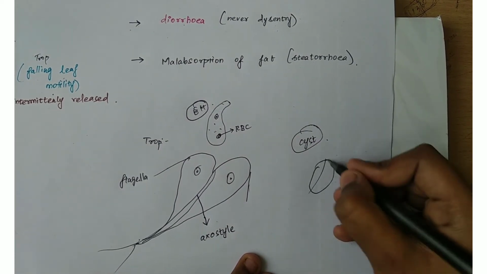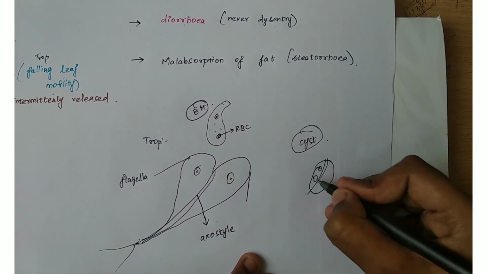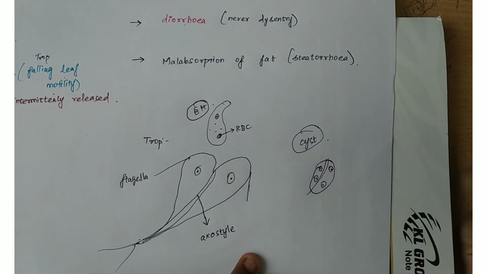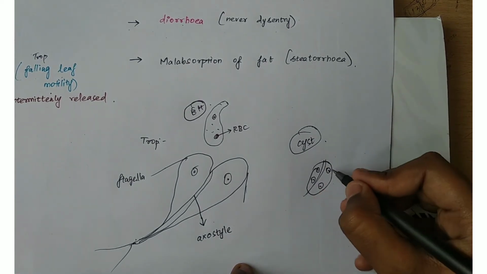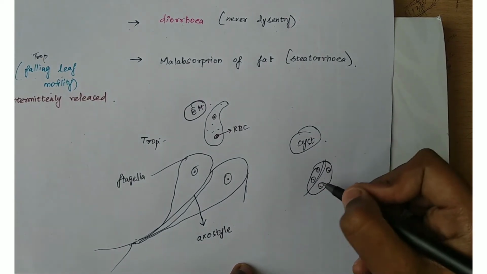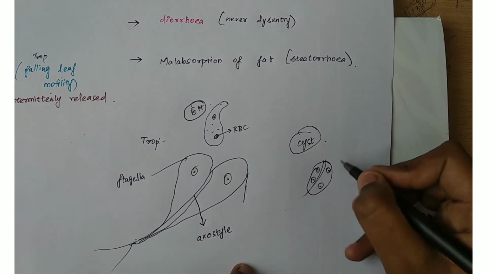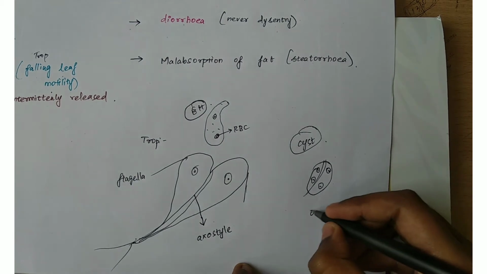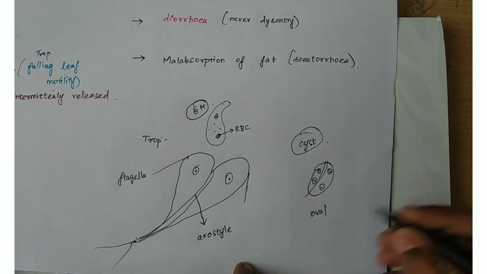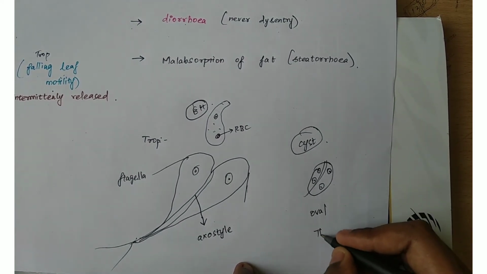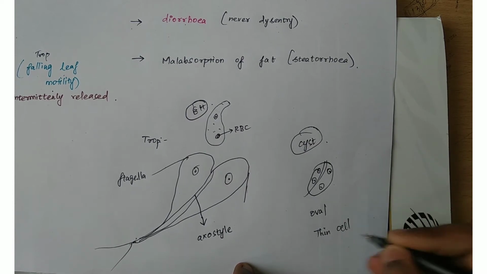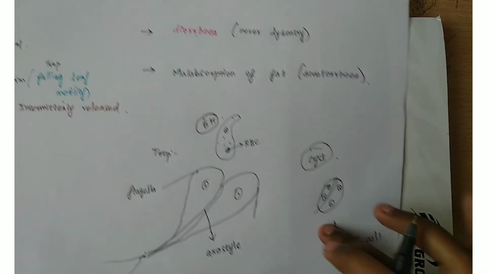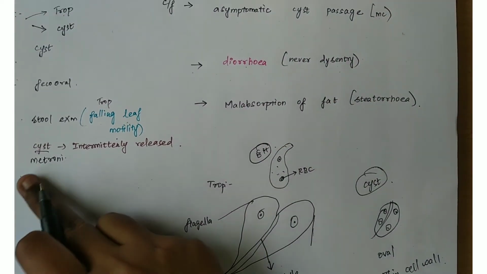oval shaped, axostyle will be there, 4 nuclei. The only difference is that it has 4 nuclei and an axostyle in this. In Entamoeba histolytica, you will not have an axostyle. This is oval shape. There you will have a thick cell wall. Here it is a thin cell wall. This is all about Giardia, and the drug of choice is metronidazole.